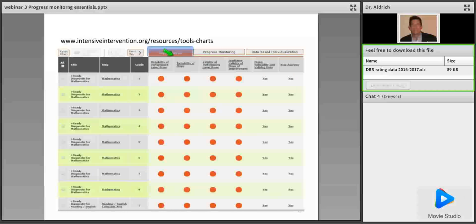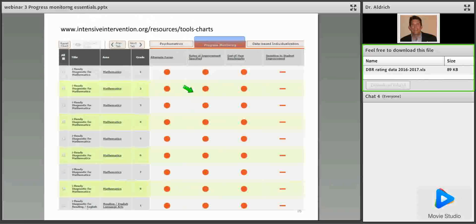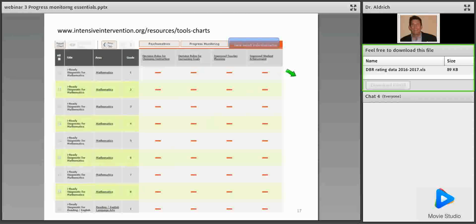You can see that in terms of psychometrics, iReady has some strong psychometrics. All the bubbles are filled in. For progress monitoring qualities: alternate forms, rates of improvement specified, end-of-year benchmarks. It gets pretty good qualities there. This happens to be mathematics, iReady. And then actually on this data-based individualization, it looks like there's not a lot of information. I do have to say that many of the tools have these kind of blanks on this particular side.